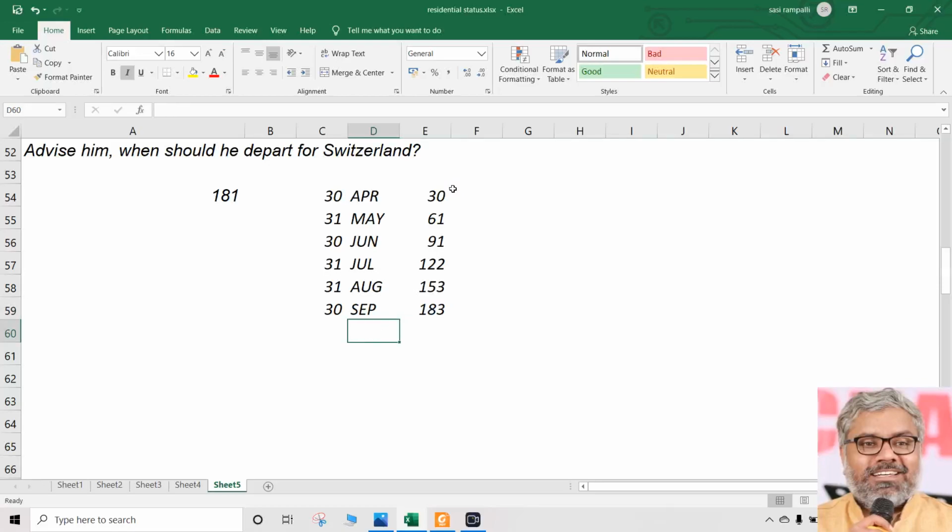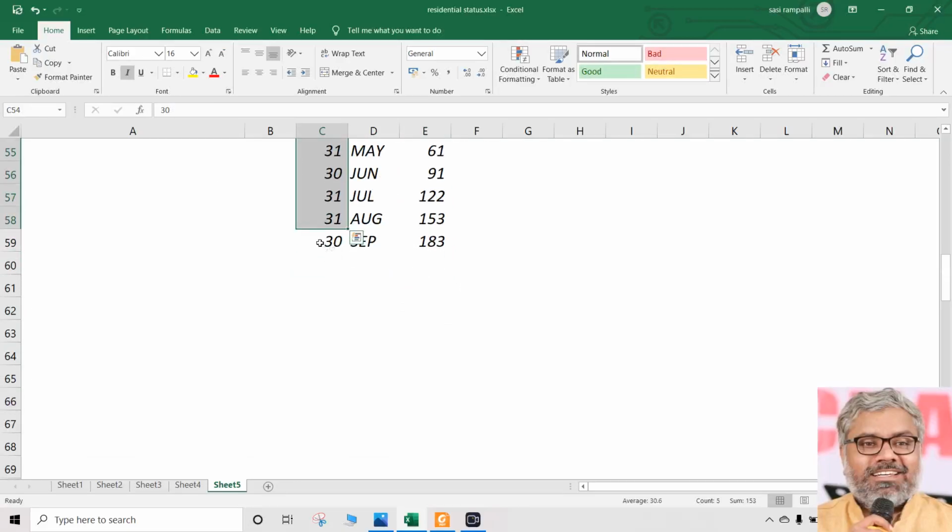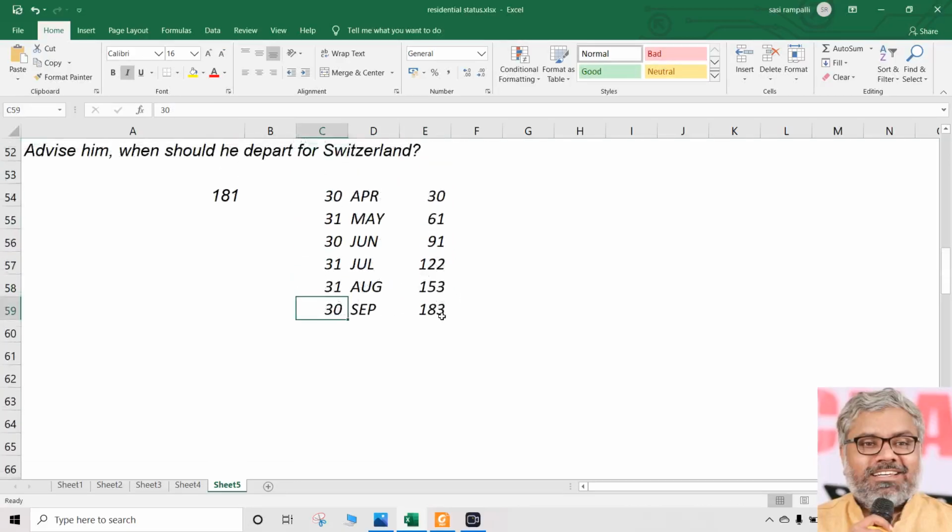No, not possible. So October definitely he cannot stay. Leave October. September also he cannot stay for 183 days. If he stayed for entire September, the total number of days of stay would become 183. So April, May, June, July, August, he can stay full months because total of that is 153 only. But in September he cannot stay for the entire 30 days. If he stays, then this becomes 183, which is not his target. His target is he should have number of days of stay in India only 181.